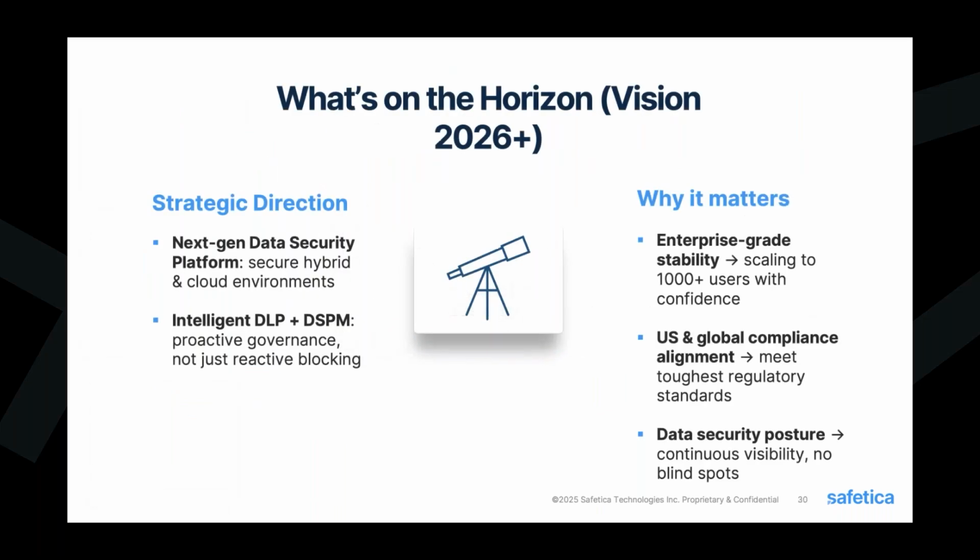So looking further out, our vision is clear. Safetica is becoming a next-generation data security platform, combining intelligent DLP with data security posture management. This means not only protecting against data loss, but also continuously monitoring your data environment for weaknesses. We are also strengthening our position in enterprise markets globally, with a particular focus on the EU and US. This roadmap ensures that Safetica continues to evolve in line with your business needs. And that's it from my side, and I'm passing the word back to Vic.